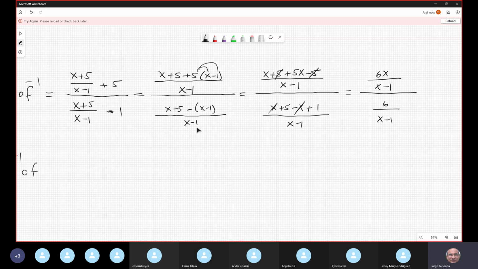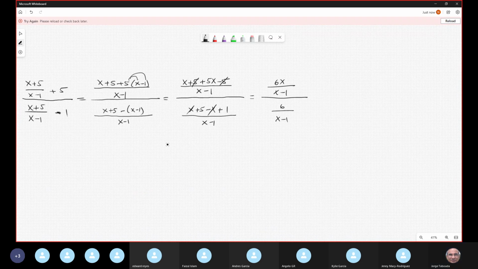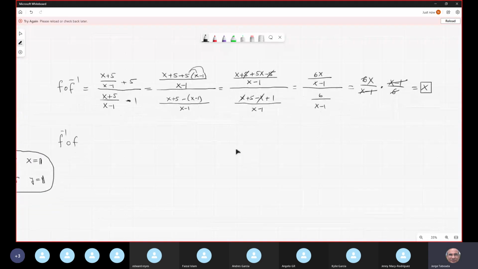Finally, we have division, complex division, and you copy the top part exactly the same. Multiplication, reciprocal, bottom part, I flip that. X minus 1 is cancelled, and 6 is cancelled, and stay only x. It's a strong proof that we are doing well. And this is a confirmation, no? It's a confirmation.